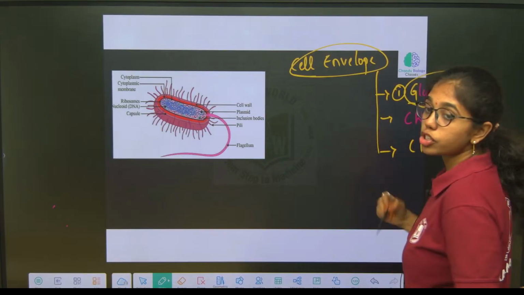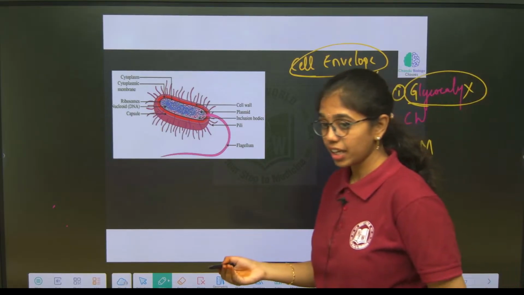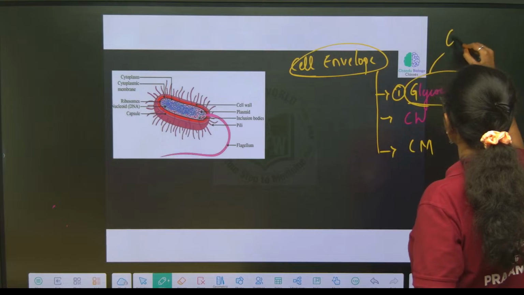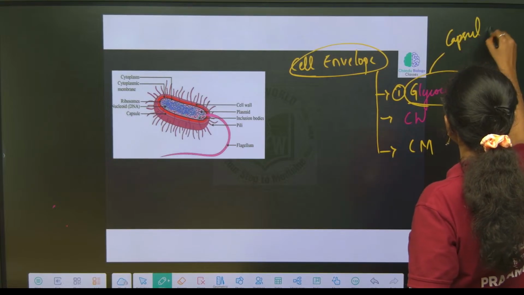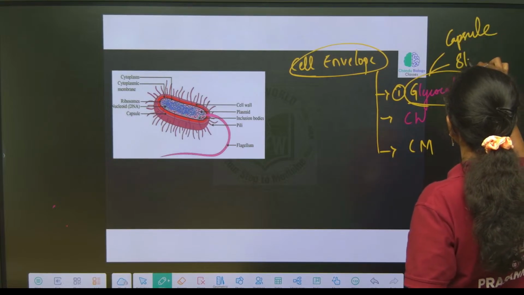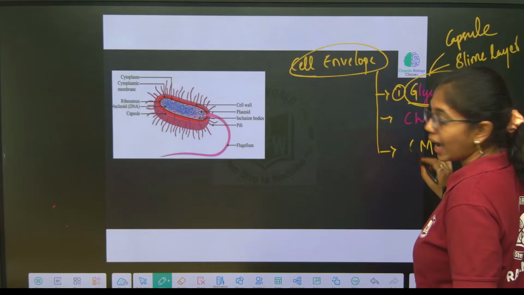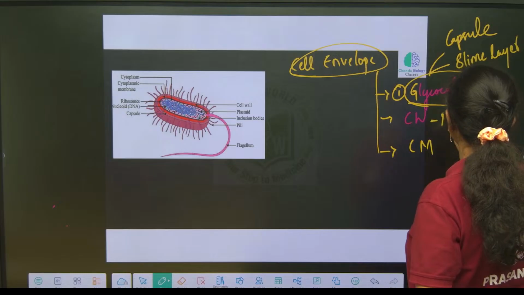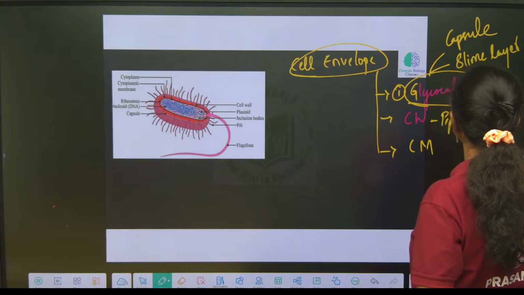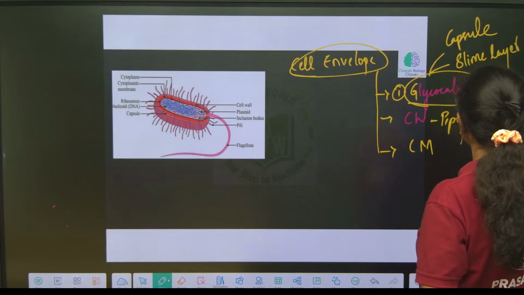Glycocalyx, based on its composition, if it is tightly arranged, is called a capsule. If it is loosely arranged, it is called a slime layer. And cell wall is made up of peptidoglycan.